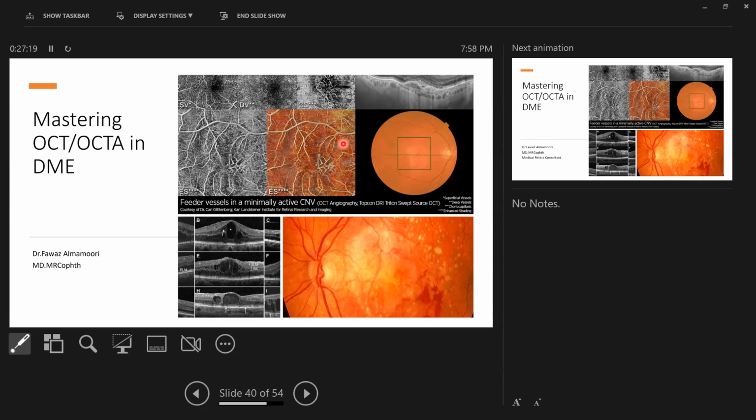That's why OCT angio today, in my opinion, is the best option in cases of RPE detachment, in order to tell you whether this kind of RPE detachment is associated with macular neovascularization or not. I hope I am answering the question.